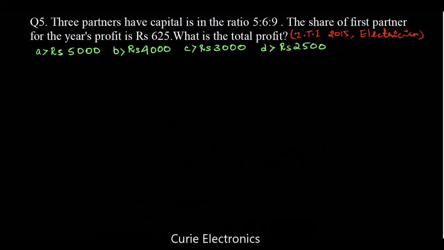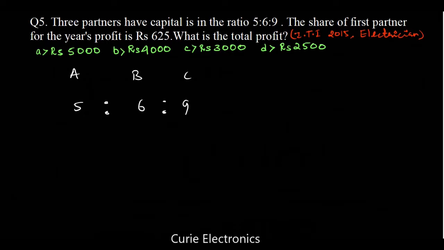Three partners have capital in the ratio 5 is to 6 is to 9. The share of the first partner from the year's profit is 625 rupees. What is the total profit? So here also we have three ratios, A, B, C, and the ratio is given as 5 is to 6 is to 9.